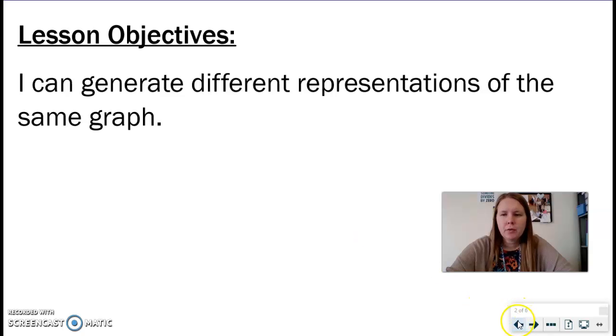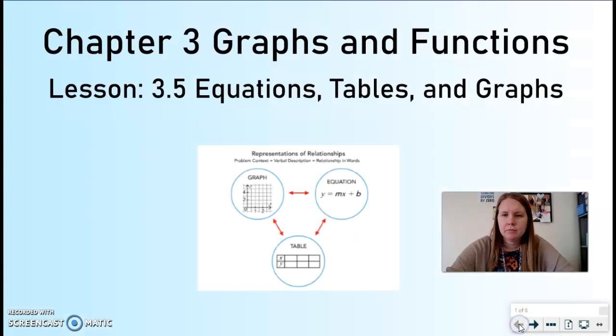So our lesson objective is: I can generate different representations of the same graph. Again, just different ways to show this kind of graph, or this table, or an equation. So different ways to represent this mathematically.